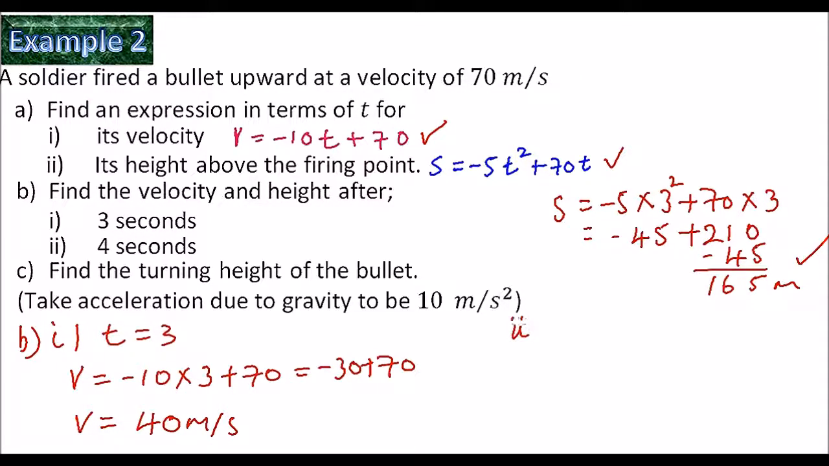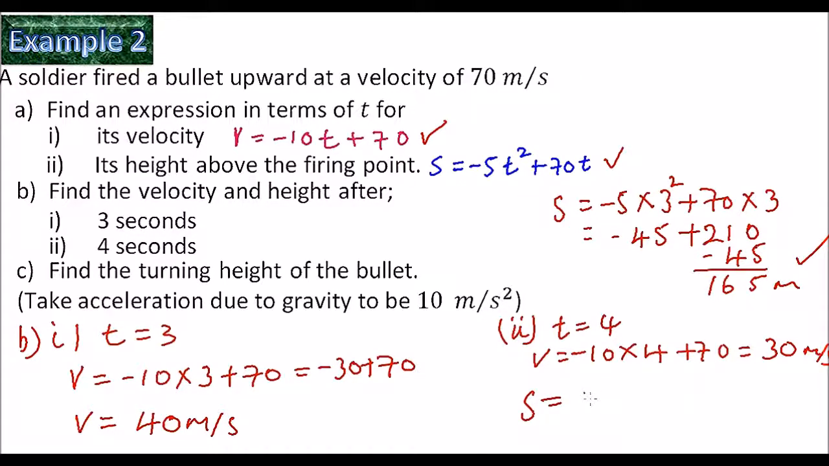Roman number 2, t is equal to 4. Then you say velocity is equal to, now we substitute in our expression for velocity, minus 10 multiplied by 4 plus 70. So this is equal to minus 10 times 4 is 40, minus 40, plus 70, so this will be 30 meters per second.